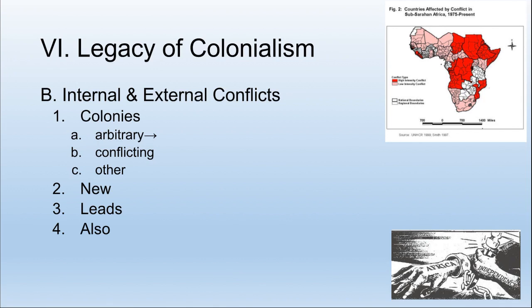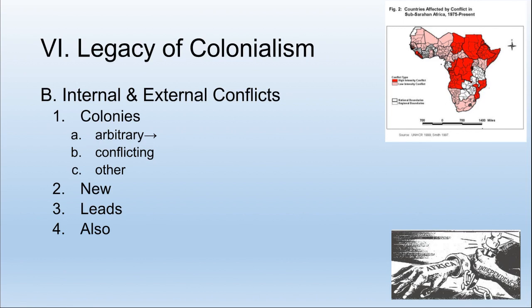So as you might recall so long ago, colonies are created arbitrarily. The borders are created arbitrarily, meaning that there's no concern for the traditional borders of the tribes. Arbitrary is a fancy word for without reason. So the next time your parents ask you to go do the dishes, say, is that an arbitrary request? Because I don't want to do the dishes.